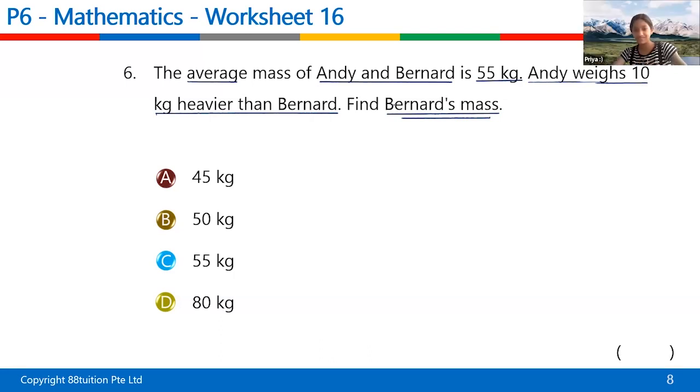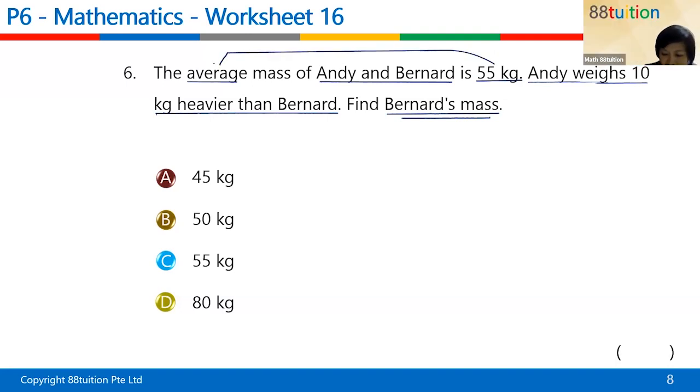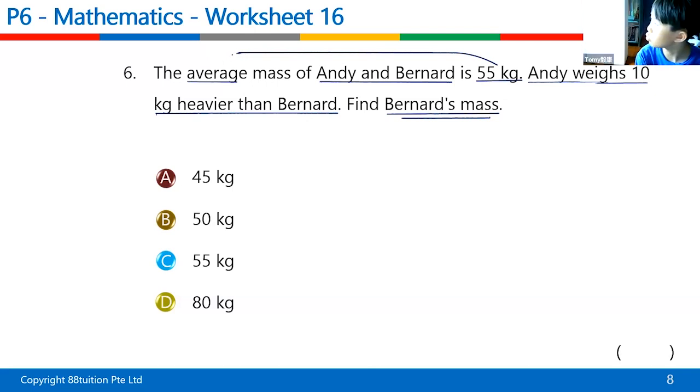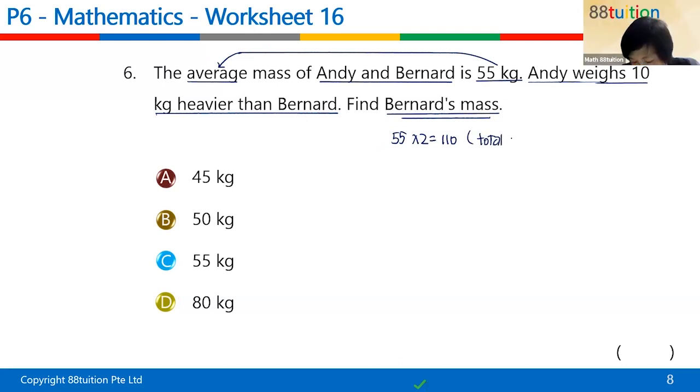55 minus 10. What? Why 55 minus 10? You see, no, it's wrong. That's wrong. I know how. That's wrong. How? Because this is called the what? This is called the average. Times 2. So to find the total, you must times 2. Why times 2? That is the total for 2.